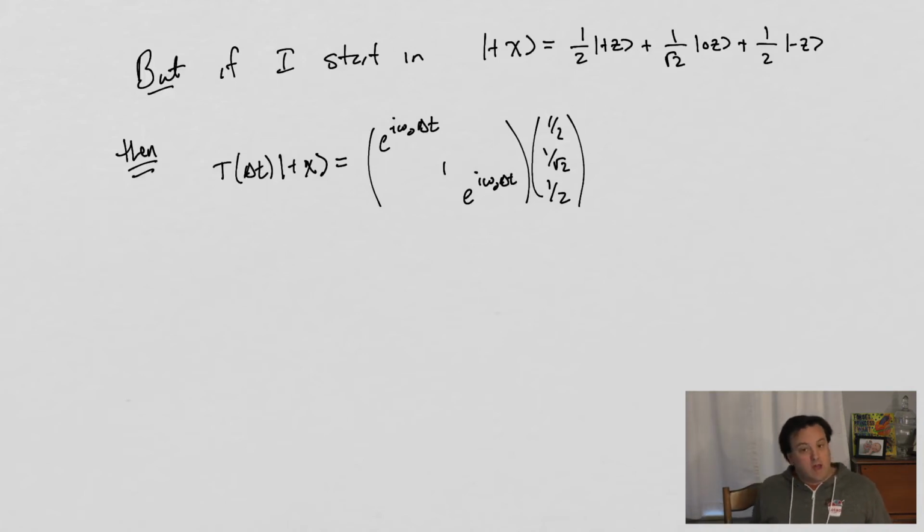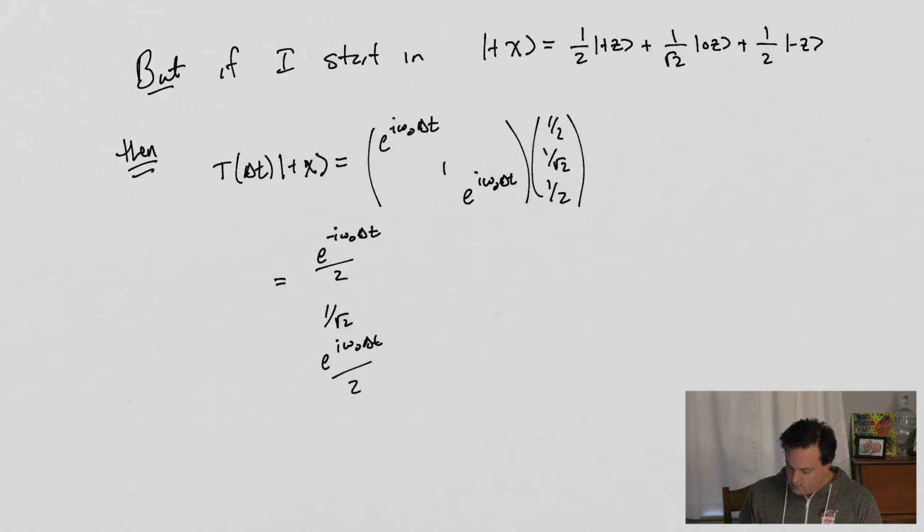But hopefully this is going to give me something more interesting, because I'm creating something that is not automatically an eigenstate of the Hamiltonian. It's a superposition of eigenstates of the Hamiltonian. So when I apply the time evolution operator to this state, what I get out is e to the minus i omega naught times delta t, over 2, because I have that 1/2 on the ket. And then the second entry, nothing happens to it, which we'll talk about later. And then an e to the i omega naught delta t over 2 on the bottom.